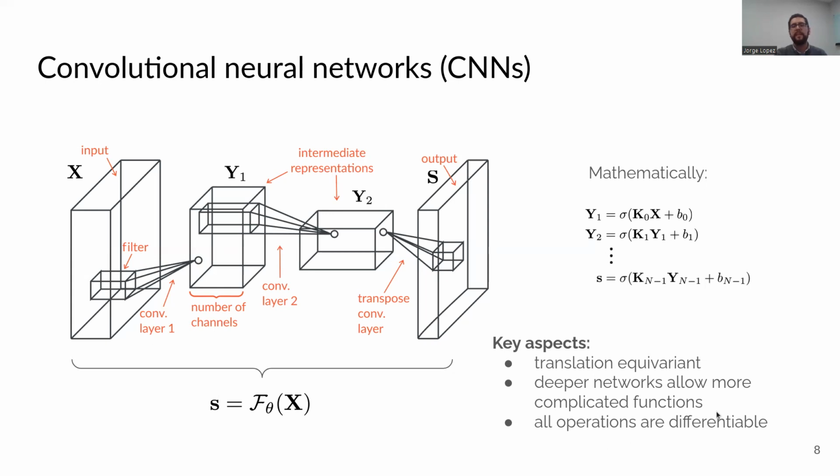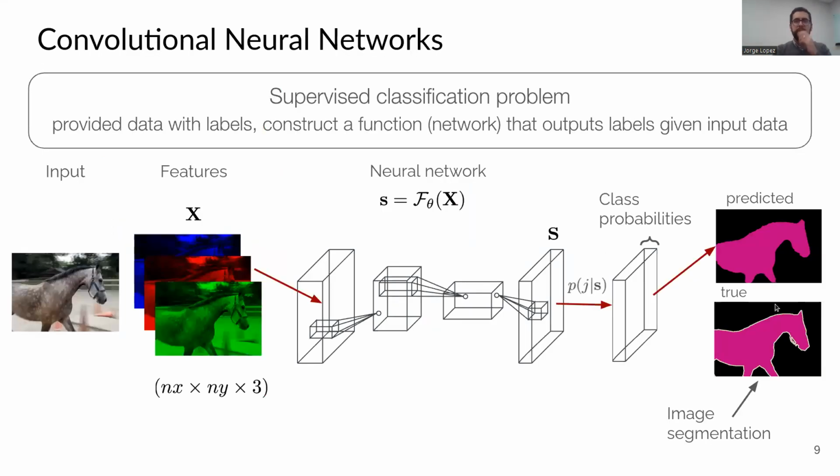And this is a key aspect and why neural networks are used for a lot of things, because we can easily get the derivatives, and we can train the neural networks using some sort of gradient-based approach. Okay, so this is a typical example of what a neural network is used for.